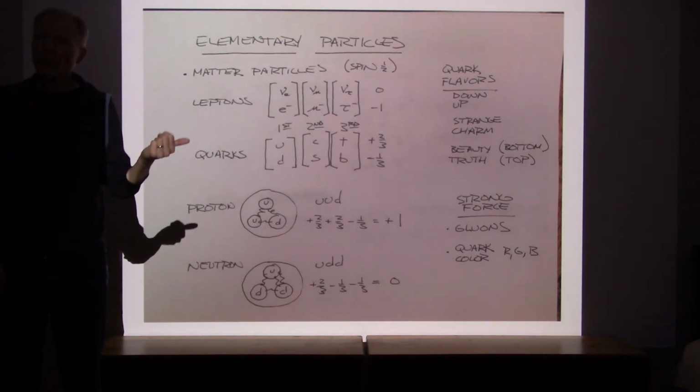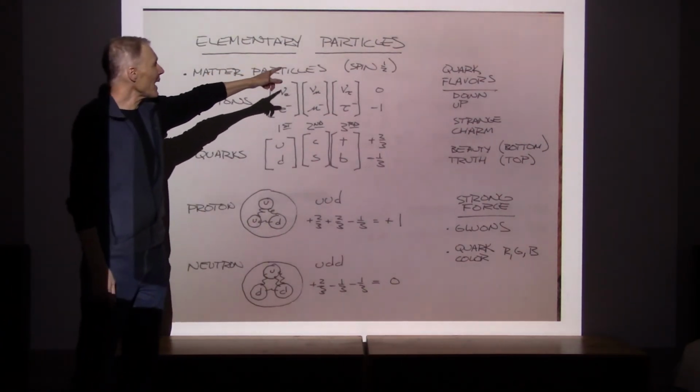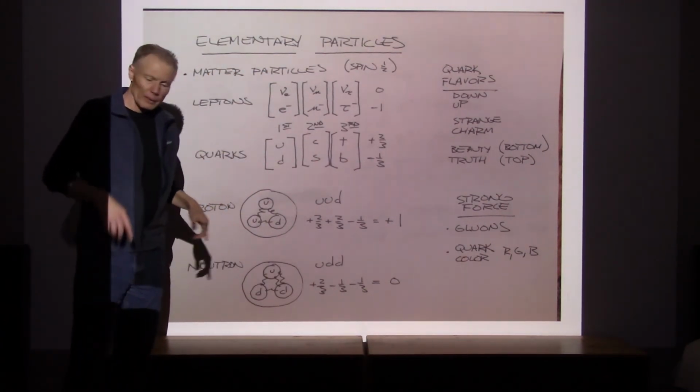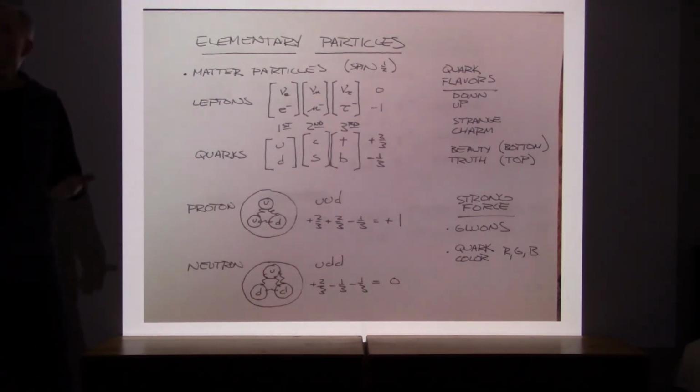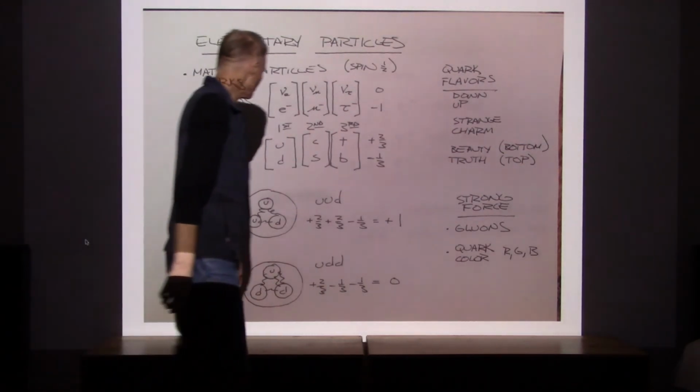But each one of those quarks is a spin-half particle. So each one of the quarks has its own magnetic field, and the magnetic fields don't cancel out. So neutrons have magnetic properties because of the quarks that make them up.